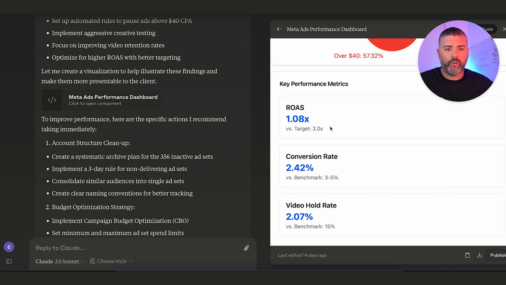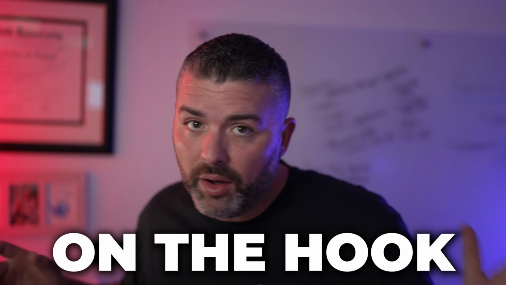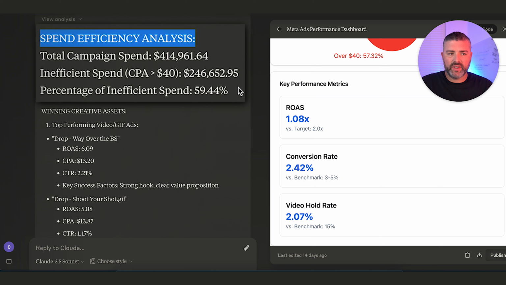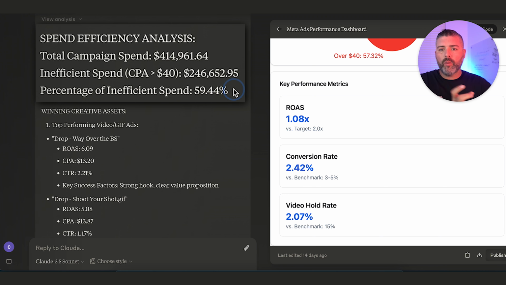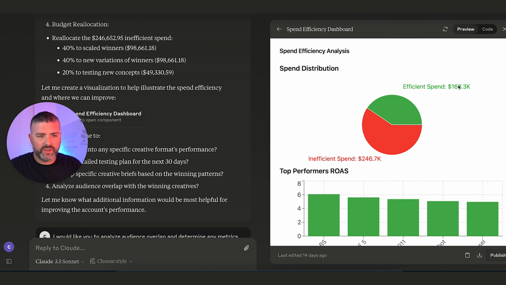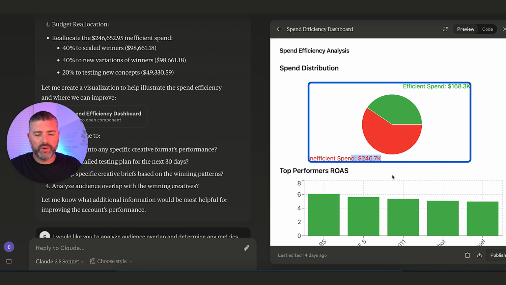Moving forward, you can see the KPI metrics, 1.08 versus the target, conversion rate versus the target, and the thumb stop ratio of the videos were not great, which means we need to improve on the hook. So from here, in this scenario, we have a spend efficiency analysis because I want to know how much money in theory was wasted over the last 12 months, which was 60% of the budget. Now you can see efficient spend, 168,000, inefficient spend, 246,000.